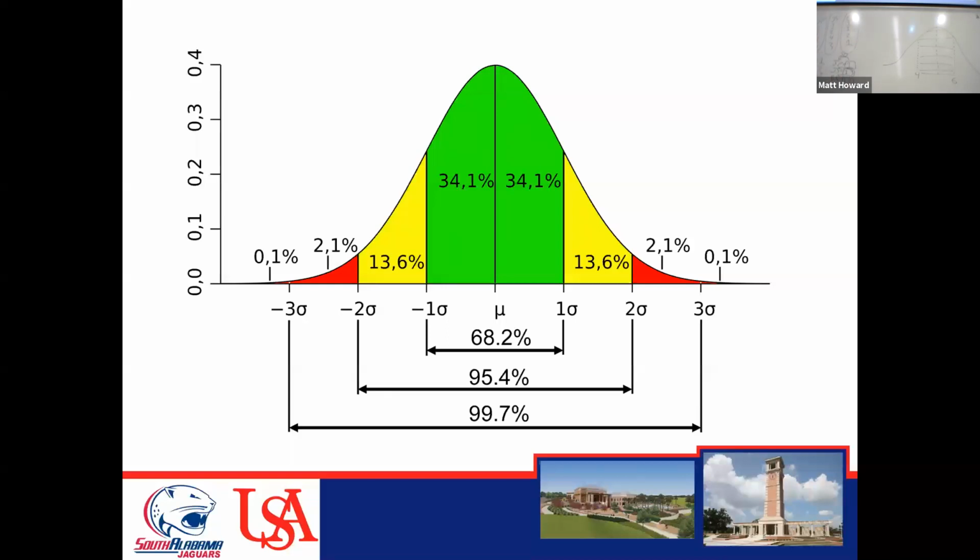Then if we go one more step out, we want to look at 2 standard deviations away from the mean. We have a mean of 5 and a standard deviation of 1, so that'll be 3 and 7. Looking at 2 standard deviations away from the mean, that's going to represent 95.4% of our data.